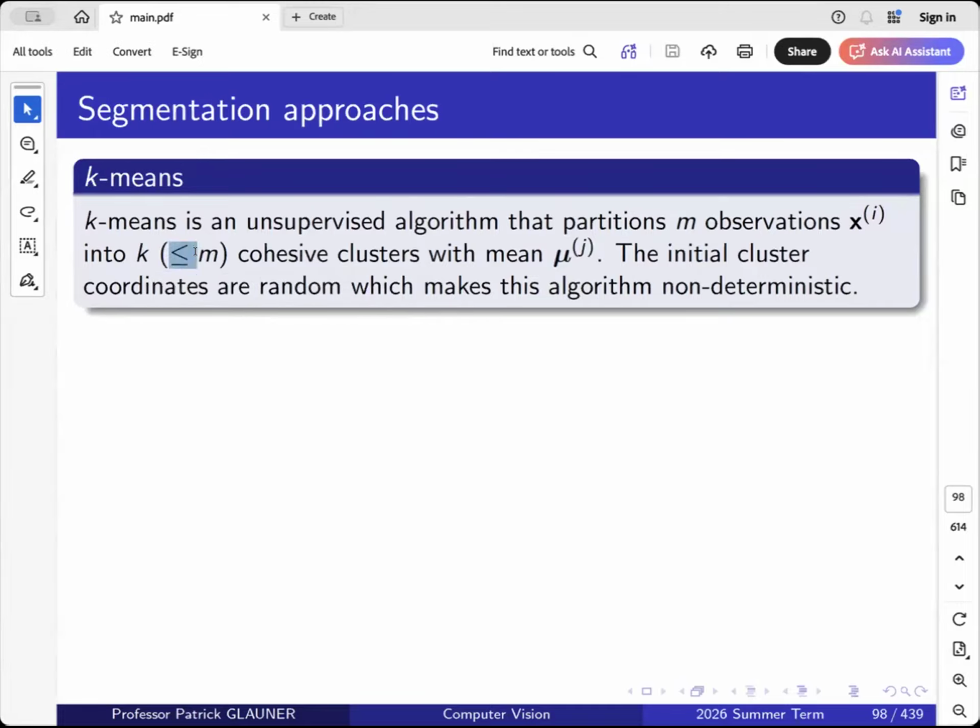And k must be less than or equal to the number of observations. Because if I have 10 observations, I can cluster them in 5 clusters, in 10 clusters, but not in 20 clusters. That doesn't work. So k must be less than or equal to m. And each cluster has a centroid or mean, and that mean would be denoted with this mu, and it also has an index, for example, j, just a different index than the observations. And the mean would be the centroid of the cluster. We'll see in a moment how that could be calculated.